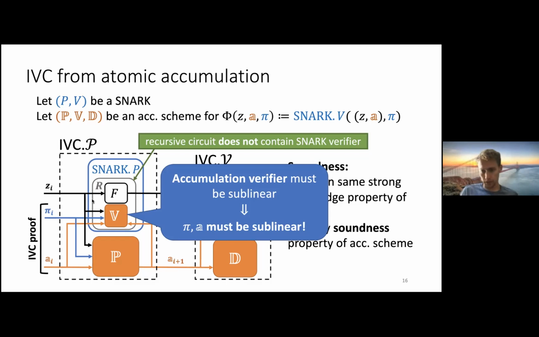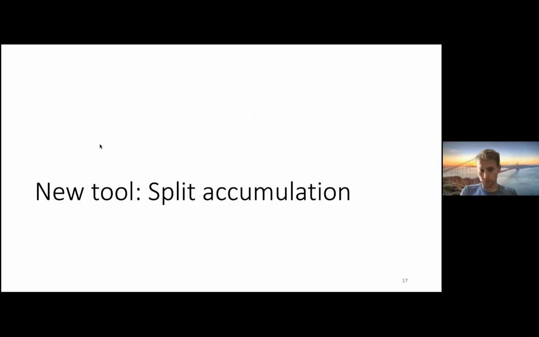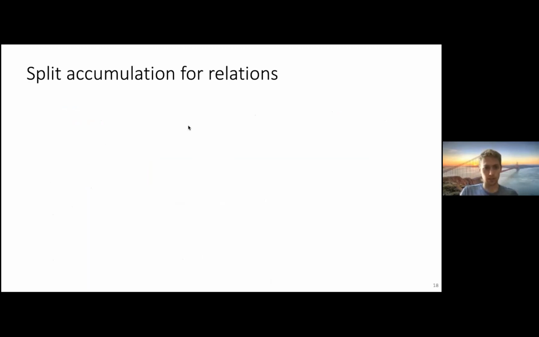Okay, so how do we innovate from here? We've already reduced the complexity of this recursive circuit by a lot, but we still have the sublinearity requirements on the proof and the accumulator. And in the next step, I'll show you how to get rid of those. If there are any questions, please feel free to jump in. The way that we get rid of it is using our new tool called split accumulation. So what does split accumulation mean?